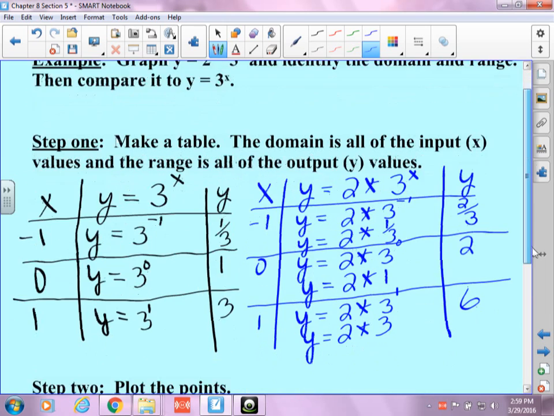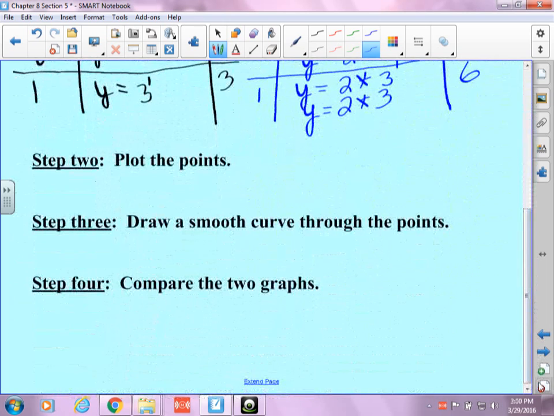So if I go back to the next step, of course, plot the points, I did that. Draw a smooth curve, I did that. Compare the two graphs, okay? If I take a look at the black compared to the blue, it went up quicker or stretched. So it's a vertical stretch.